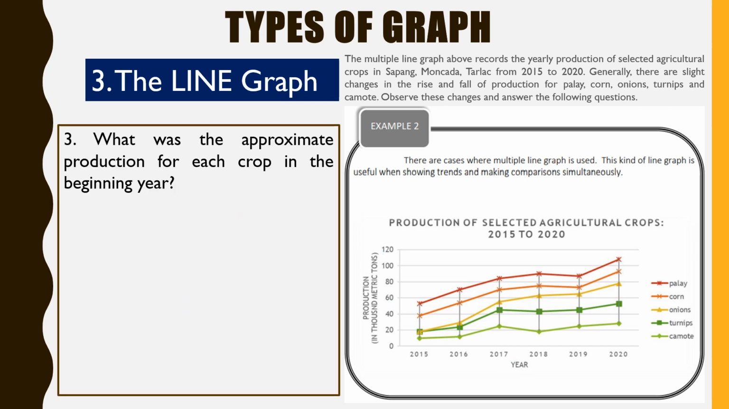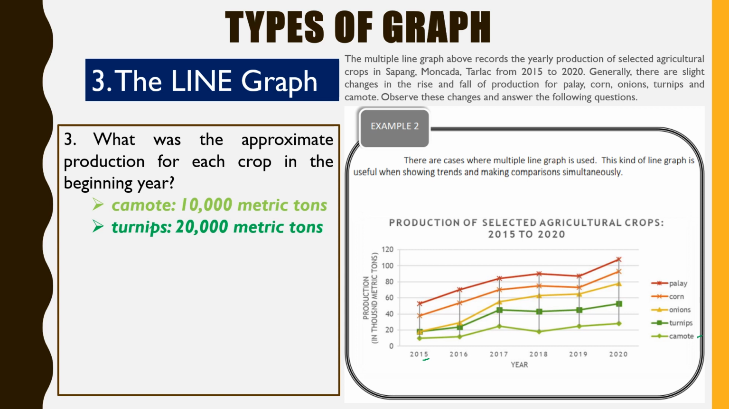Question number 3. What was the approximate production for each crop in the beginning year? Our beginning year is in 2015. So let's start one by one. Our products are the following. Kamote. Approximately it is between 0 and 20, so that is approximately 10,000 metric tons.